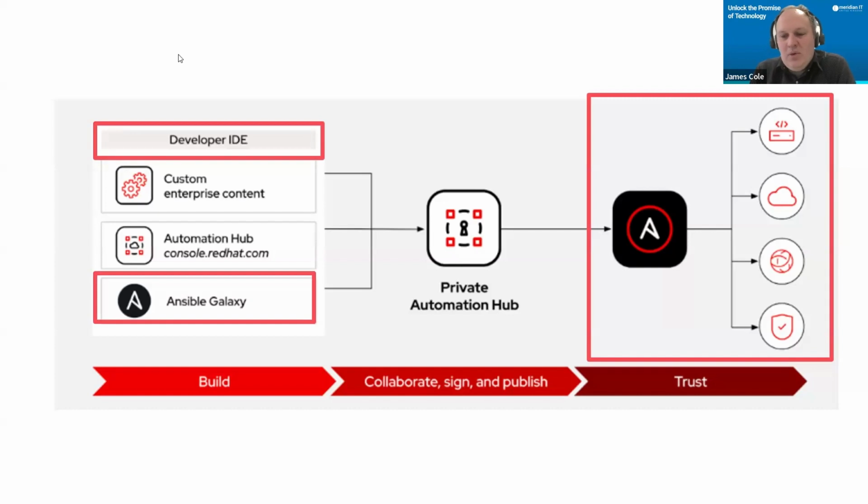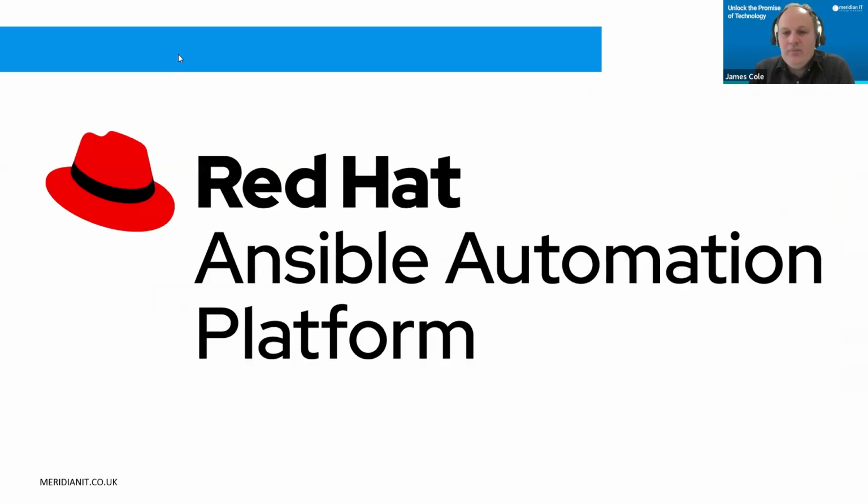So we do it manually. We talk about how we do it manually. We'd run a series of steps, a series of playbooks to get up and running. But where the real big benefit comes is in the Red Hat Ansible Automation Platform.